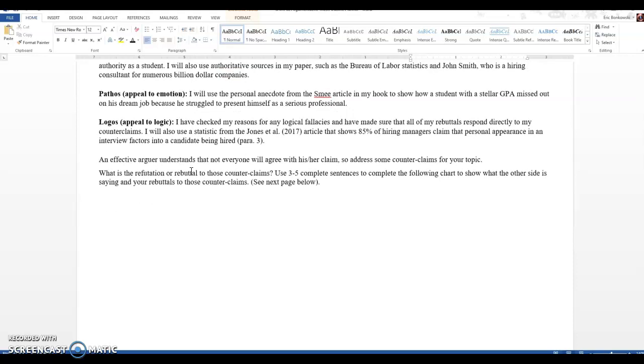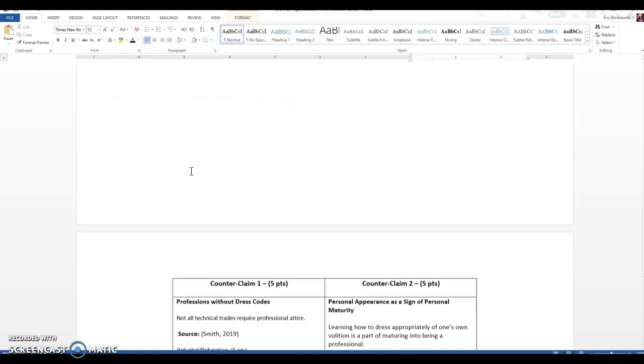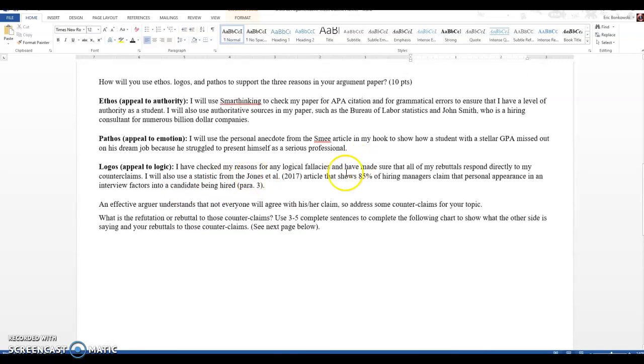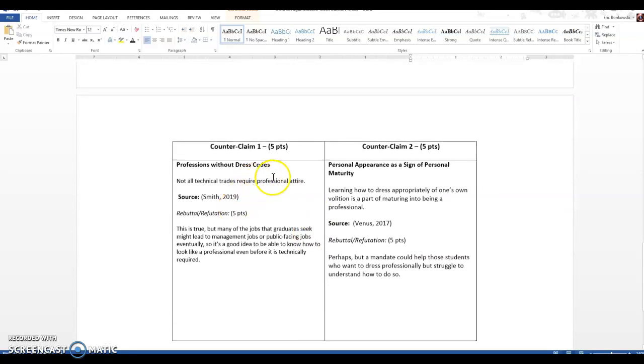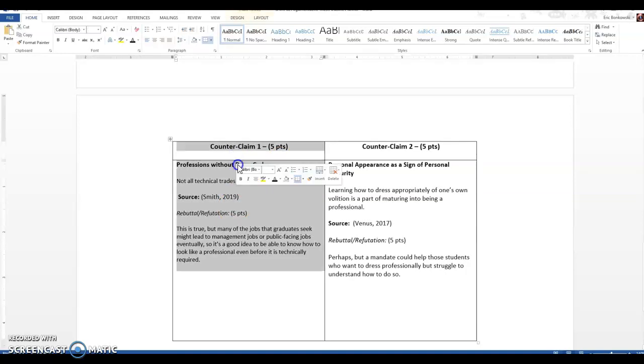And then here, this section about the counterclaim, I've actually bumped all of it down here. So it says like, see next page below, so you can see. And here's my counterclaims. So I included, again, because when I'm going to write my paper, I'm probably going to want to put this in as the subheading. And then my main counterclaim is that not all technical trades require professional attire. So an opponent might be like, well, why do we need dress codes if not every trade requires professional attire? And then here's my rebuttal.